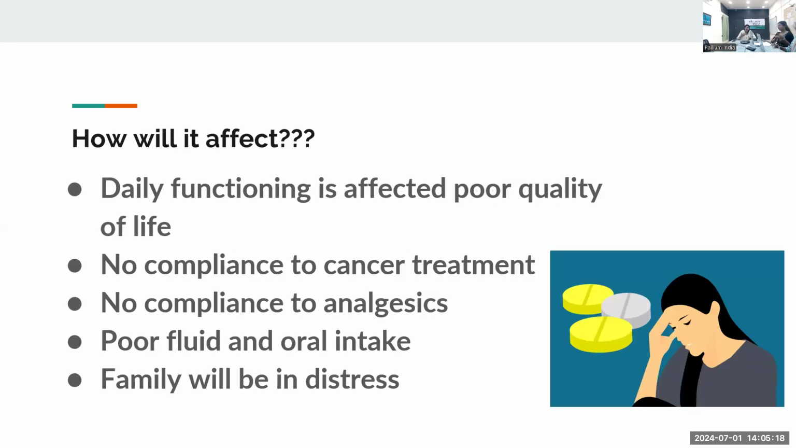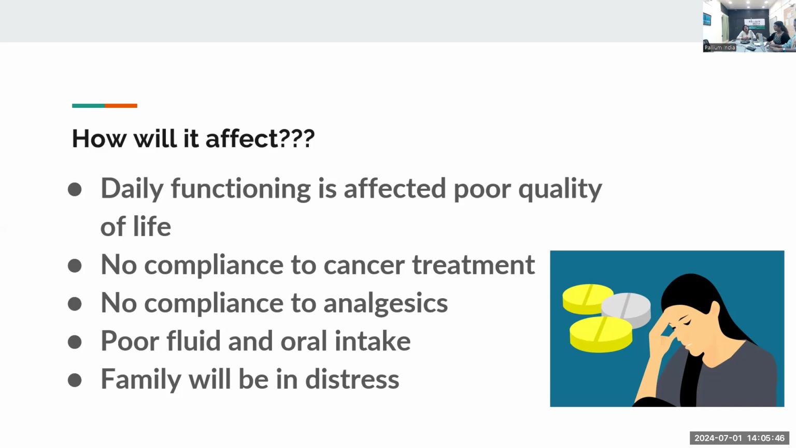So, why do we need to learn about it? Because most of the time it will be affecting the daily functioning and the patient will have a very poor quality of life. Think about yourself. You are having nausea for 1 day or 2 days. Okay, that's adjustable. But if it continues for so many days, what will happen? We'll have a very poor quality of life. Also, another thing that is going to happen is poor compliance to cancer treatment.